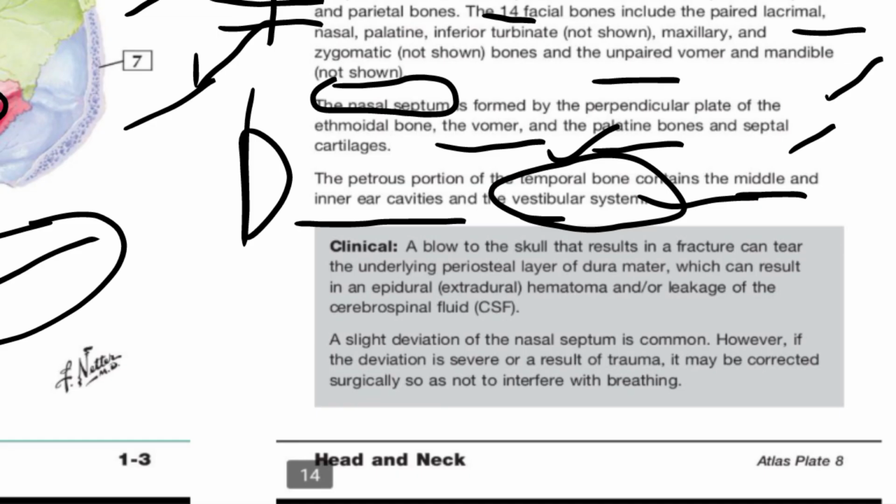Next, a slight deviation of nasal septum is common. If there is slight deviation, it's common. However, if the deviation is severe or results from any kind of trauma, it may be corrected surgically so as not to interfere with the breathing. If it is severe, it can cause breathing problems.